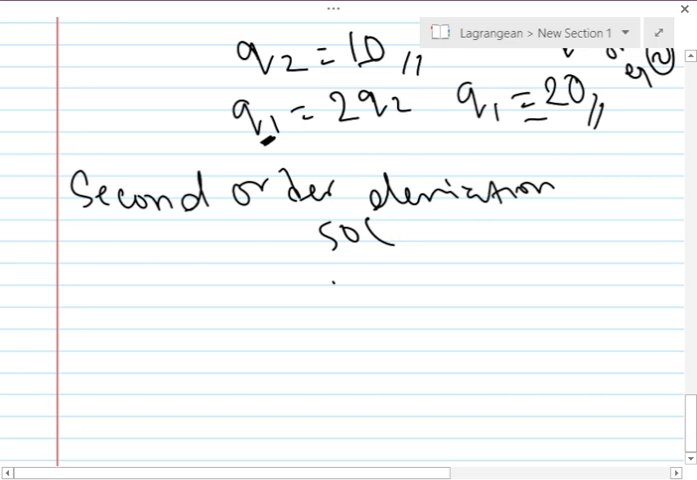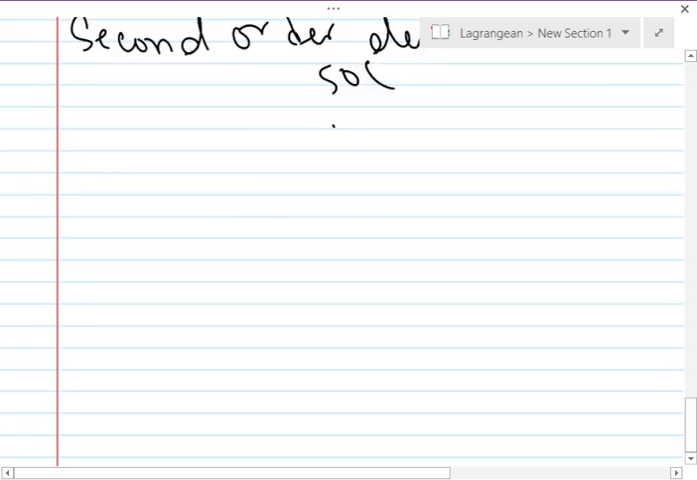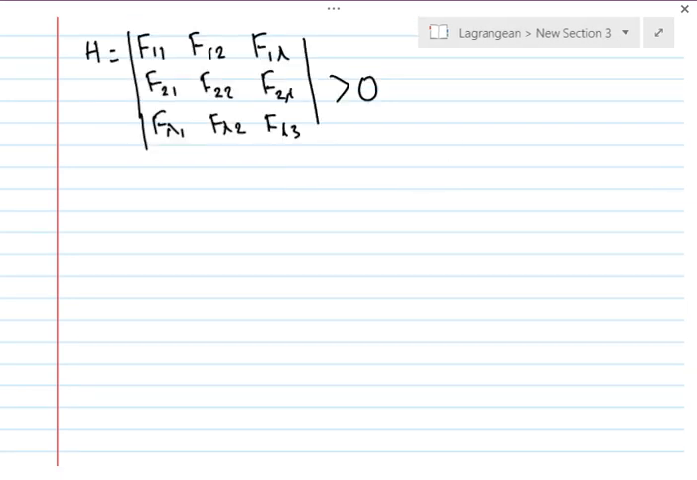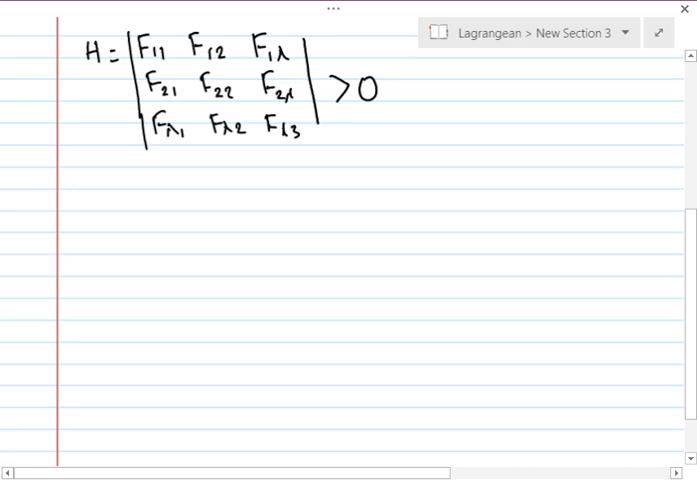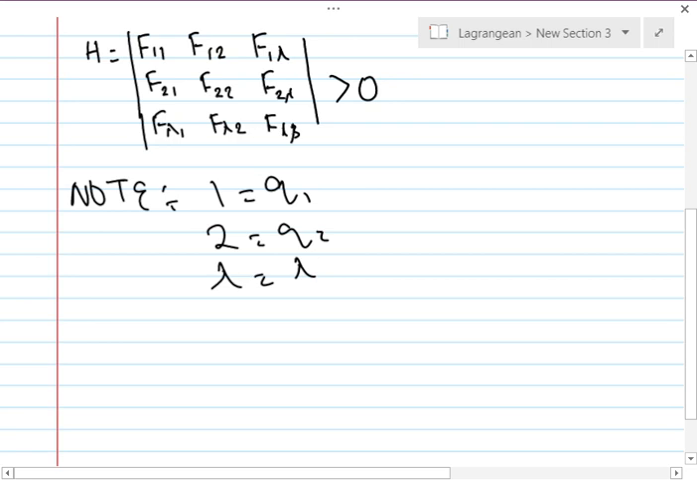So to do this, we have the Hessian. This is how it looks. We are going to use this, and note our 1 here is represented as Q1, whereas our 2 is represented as Q2, while our lambda is still lambda. Did I write 3? It's meant to be lambda, sorry.